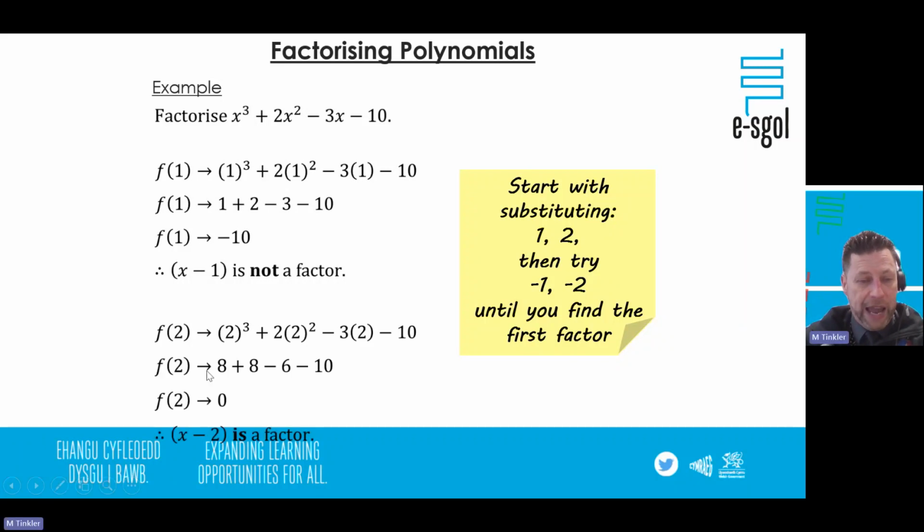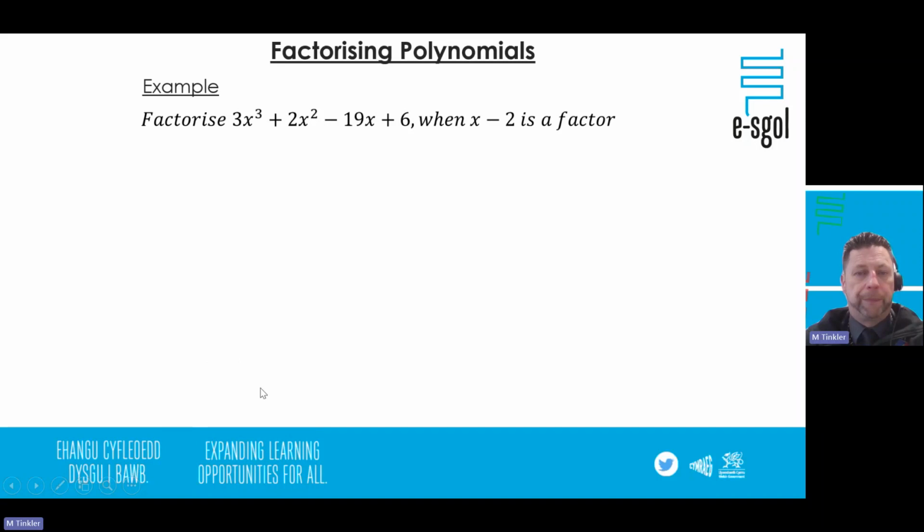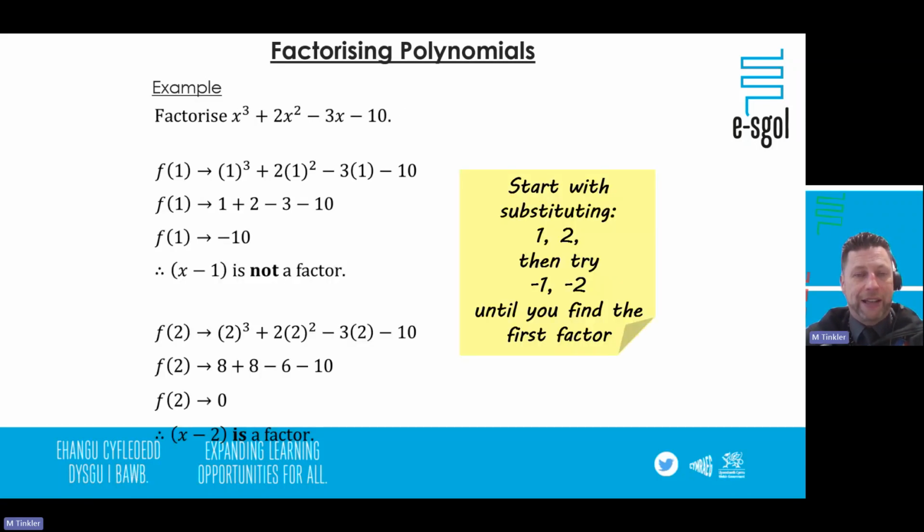And it does give us 0. So x minus 2 is a factor. And it's the same reason as I said before. If it's f of 2, that means x minus 2 is a factor because 2 minus 2 gives us 0. So now we know our first factor. Now, that's shown us how to find a factor.